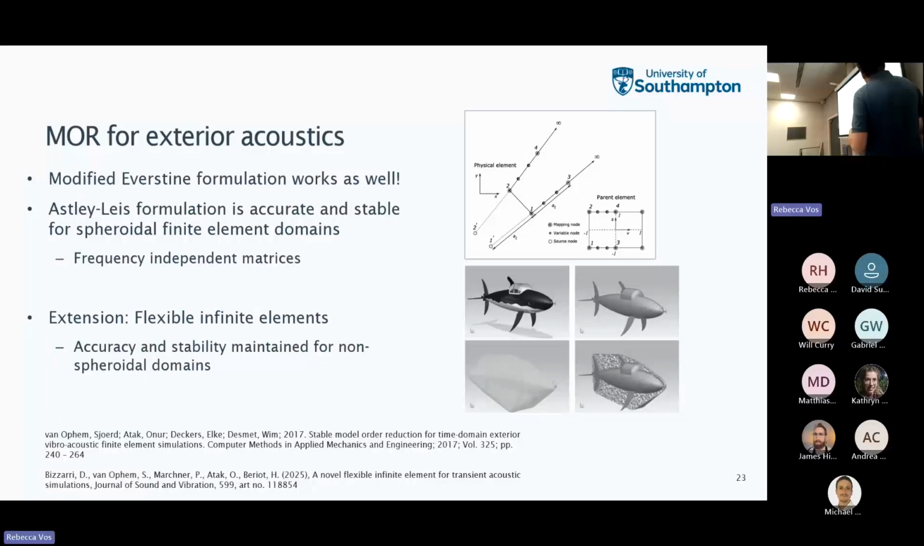Which is very nice because during my PhD, I had to work with spheroidal domains. Sorry for that. Which basically means that if you want to look at objects which have a very big aspect ratio, like the submarine here, you end up with a huge computational domain because of the spheroidal aspect. And we found a way to extend this formulation to calculate objects like this, which leads to a significant reduction in the degrees of freedom.